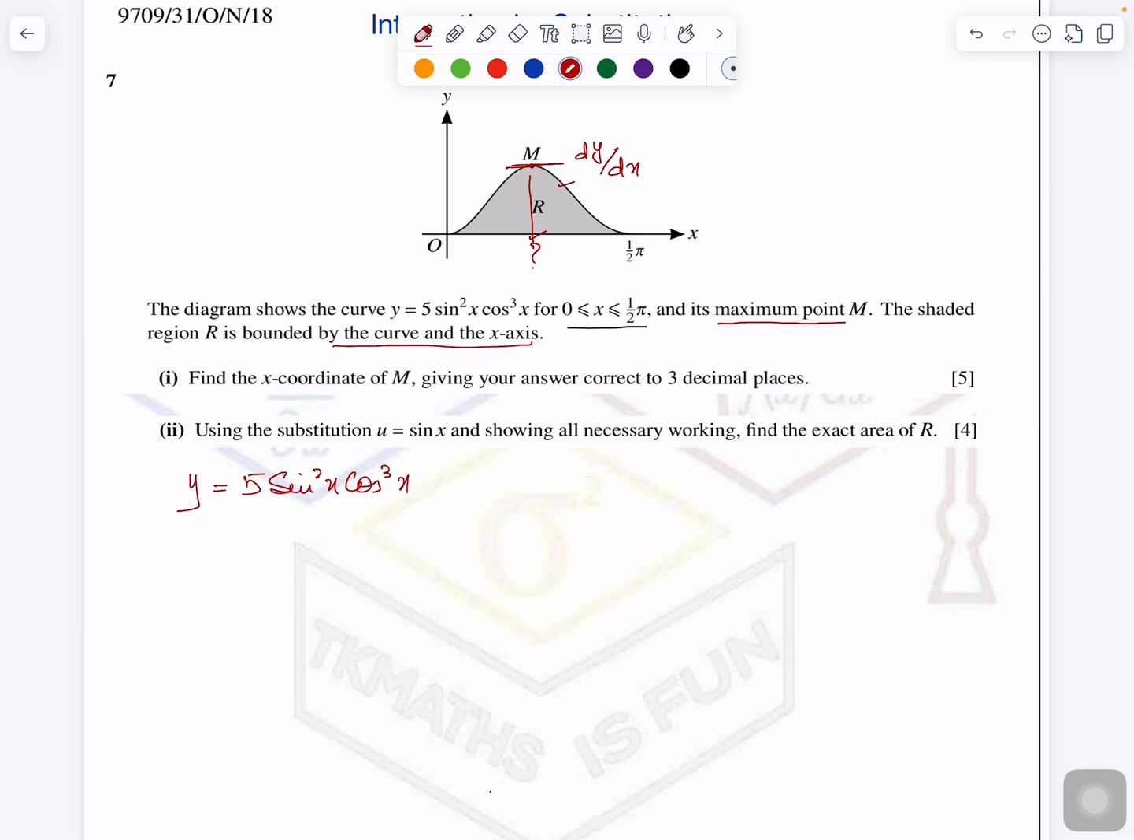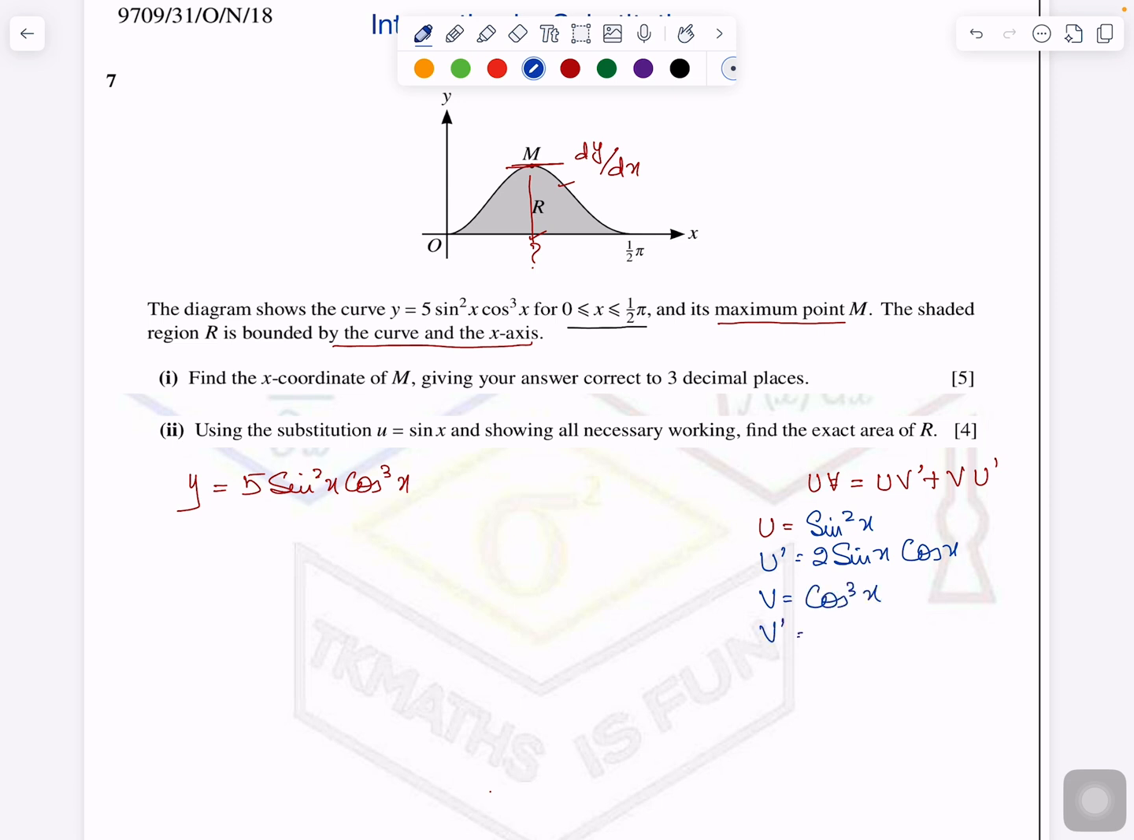Now this is a case of product rule, because sine square x and cos cube x are two different functions here. So let's take u equals, and you know the product rule is what? Let me help you. Though it is written in MF19, if it is uv, it is u v prime plus v u prime. It means u times the derivative of v plus v times the derivative of u. So let's take u equals sine square x, then u prime will be equal to 2 sine x cos x. Now v equals cos cube x.